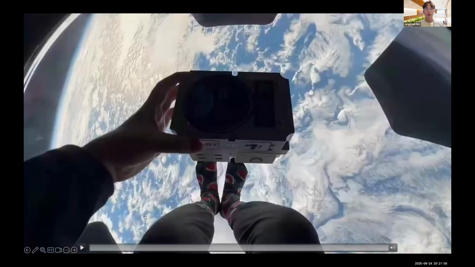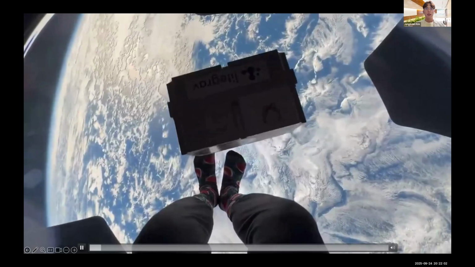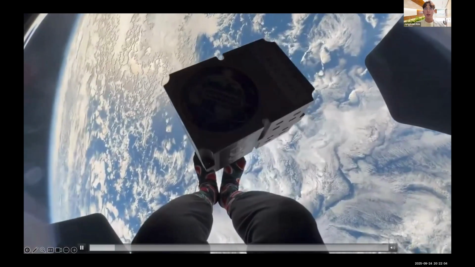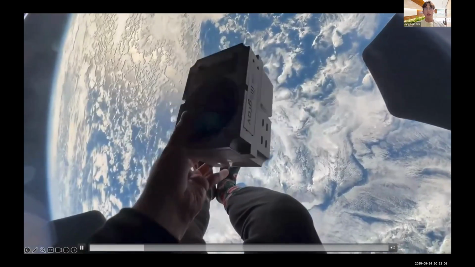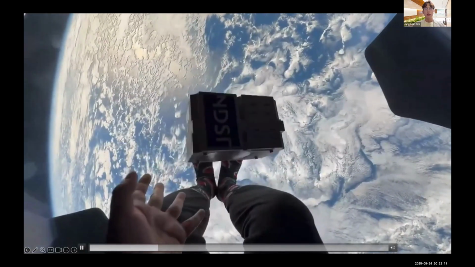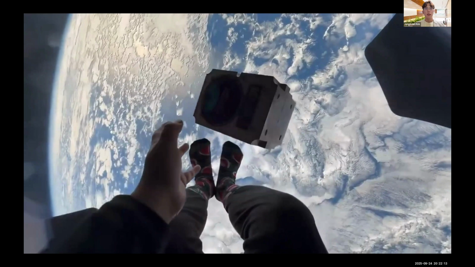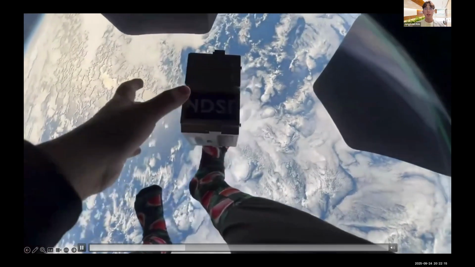SpaceX also brought this video in the Dragon capsule. So this is the view once they are on orbit, and this is the Earth view from the cupola. One of the astronauts takes the video while rotating the passive payload.